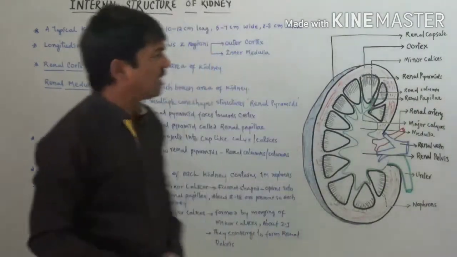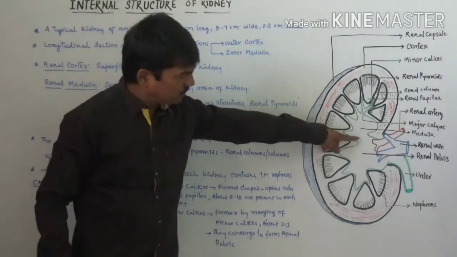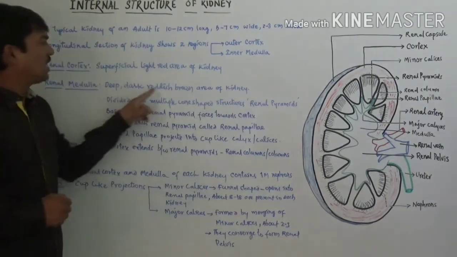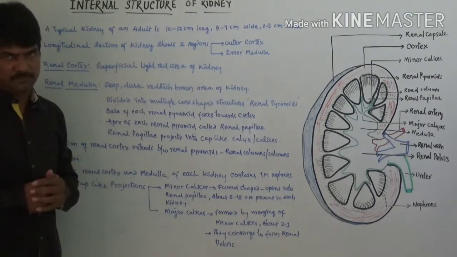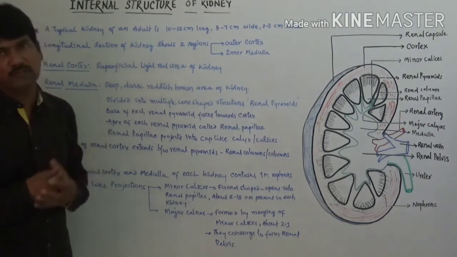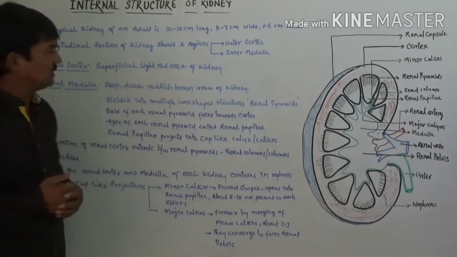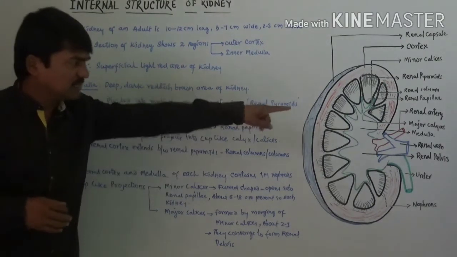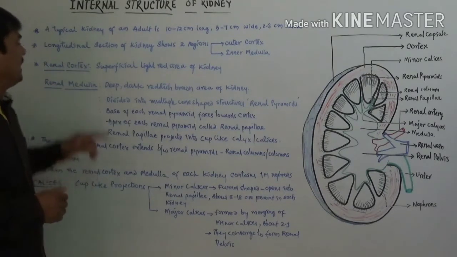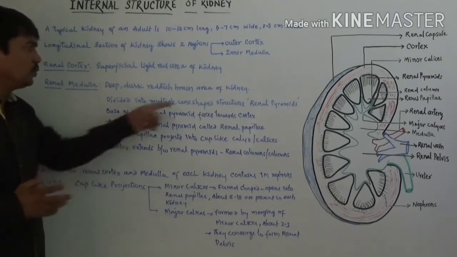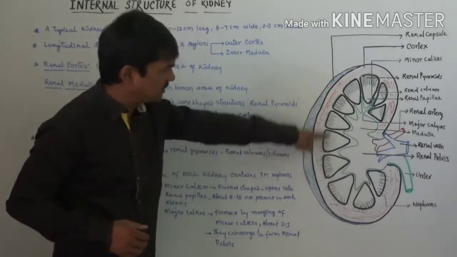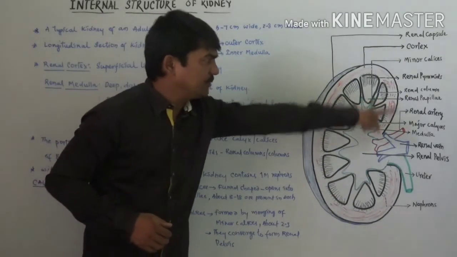And next, the renal medulla. I mentioned that the innermost part of the kidney is known as the renal medulla. How can we identify the medulla part here? It appears as the deep dark reddish brown area of the kidney, and that is considered the renal medulla. It is divided into multiple cone-shaped structures, which are called renal pyramids.